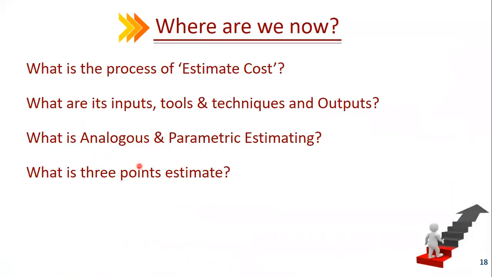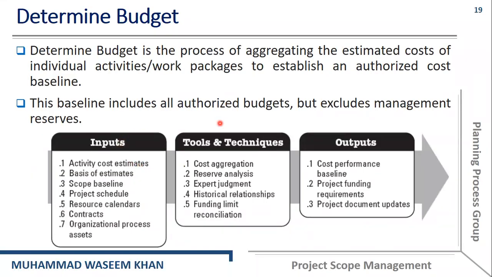So what is determining the budget? Determine budget is actually a process of aggregating the estimated cost of individual activities or work packages to establish an authorized cost baseline. So determining the budget is a process in which we aggregate the estimated cost of each and every activity and work package in order to establish the authorized cost baseline or the cost target. This baseline includes all the authorized budget except the management reserves.